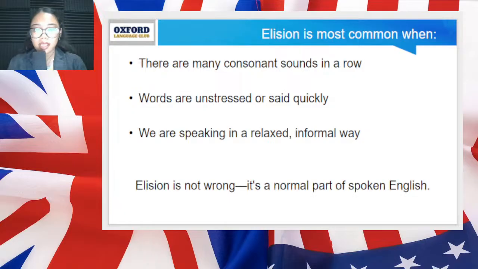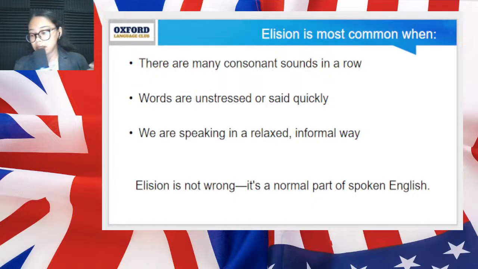Okay? Second, elision is also very common when words are unstressed or said quickly. When we talk, some words are more important, right? The words that are stressed, we say them with more force or loudness, or we hold them a little bit longer. These are the stressed words. Other words are less important in the sentence, and we say them more lightly or softly. So these are unstressed words. They are usually prepositions, articles, and such.